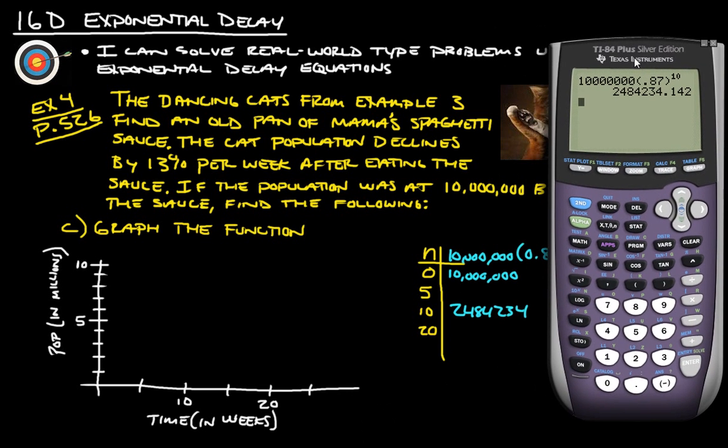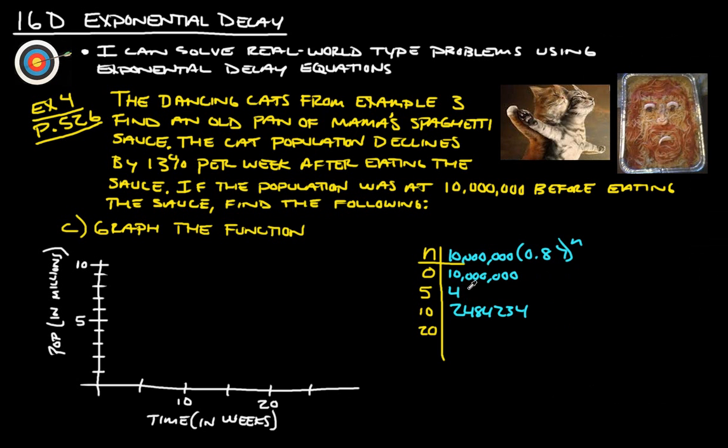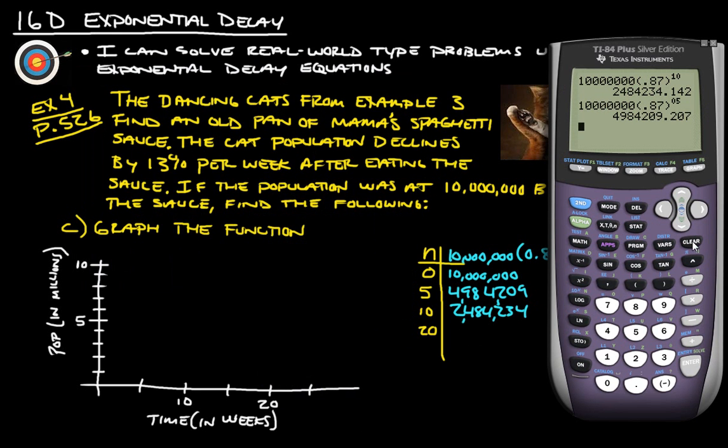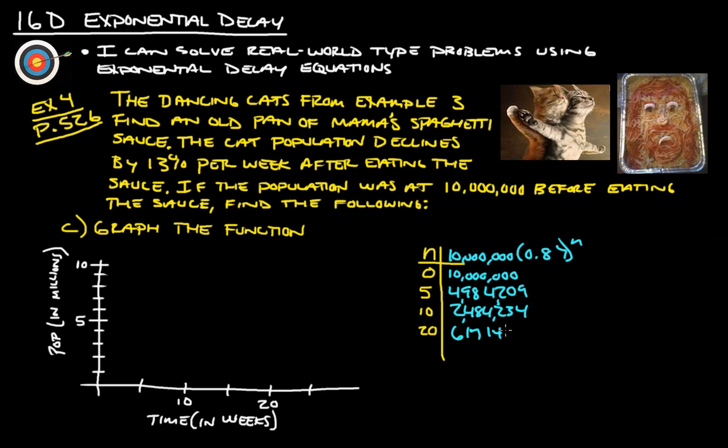And now all we want to do is go back in here, use this entry, and change this to 5. We want to do it for 5 weeks and for 10 weeks. So let's do 5, and that gives us 4,984,209. And then let's change this 5 to 20, and we get 617,142. All right, so we get all those data points, and now we can just graph those.